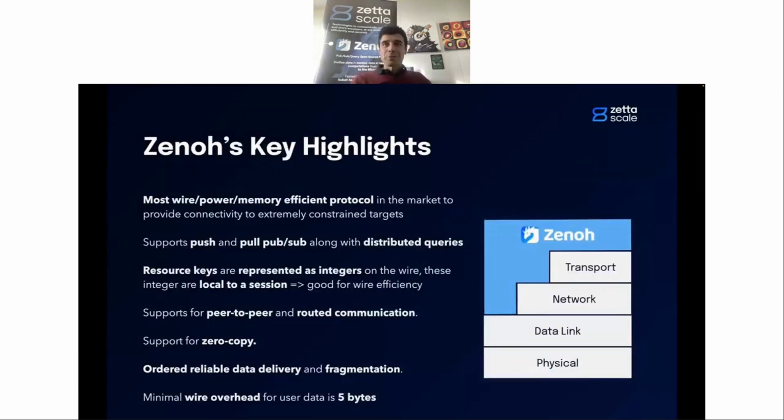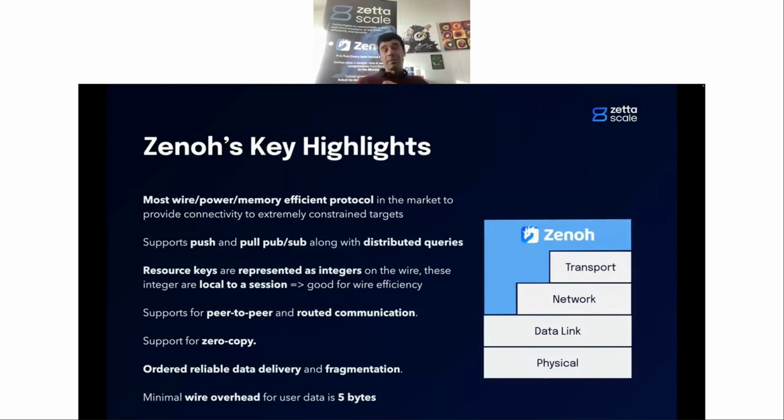So, coming up and trying to wrap up. Zenoh is probably the most wire and power efficient protocol on the market. It provides connectivity from the microcontroller up to the data center. As we saw, it supports push as well as pull pub/sub and distributed queries.